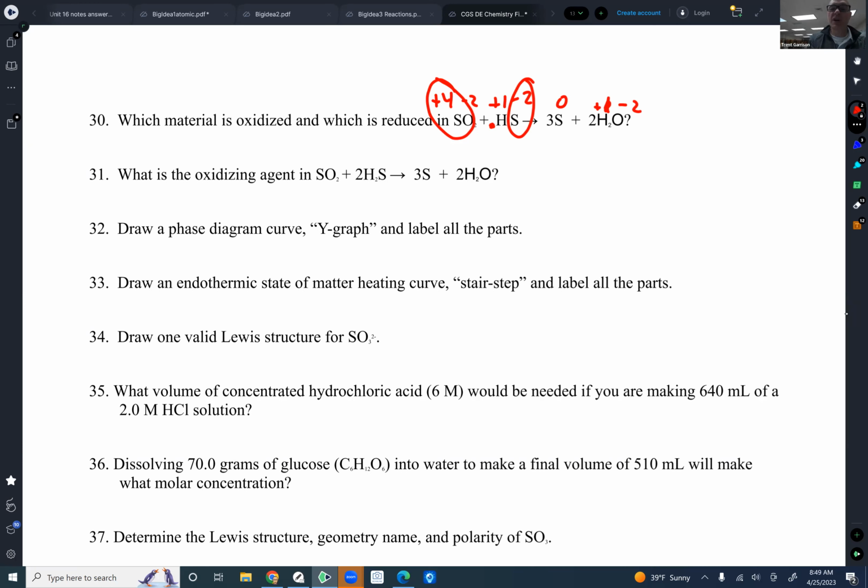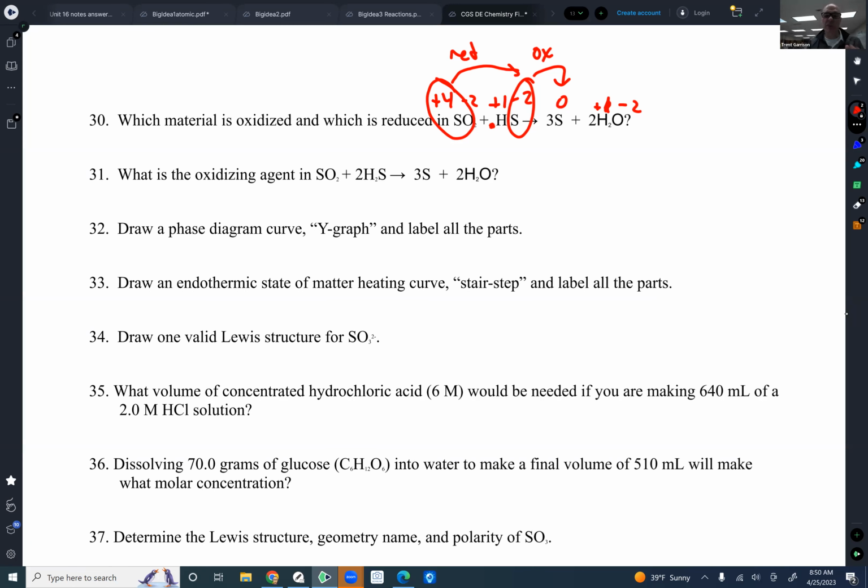So which material is oxidized, which material is reduced? The sulfur is doing both jobs. But in this case, the sulfur is losing electrons. The H2S is losing, so that's oxidizing. And the other one is going to be reduced. The SO2 is going to be reduced.